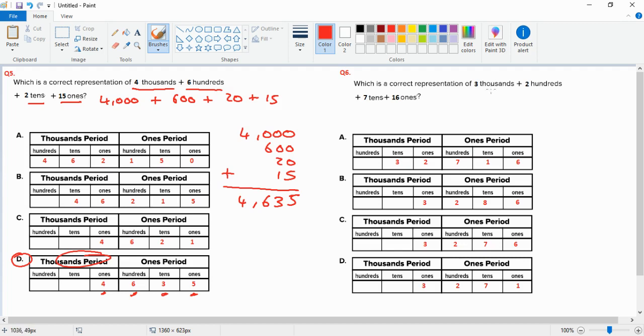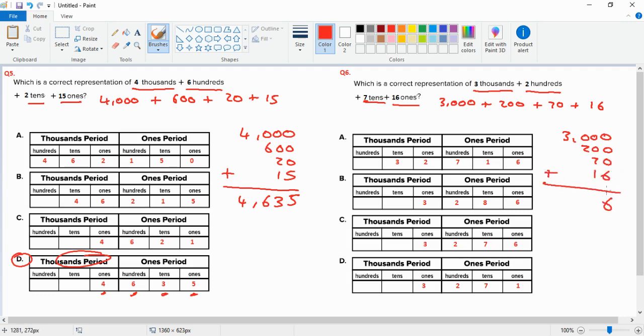Question 6. Which is a correct representation of 3 thousands, 2 hundreds, 7 tens, and 16 ones? Similar steps. 3,000, 2 hundreds, 7 tens, which is 70, 16 ones. Line them up. Do your addition. Make sure you copy them correctly. All the zeros plus 6 is 6. 0 plus 0 plus 7, that's a 7. 7 plus 1 is 8.